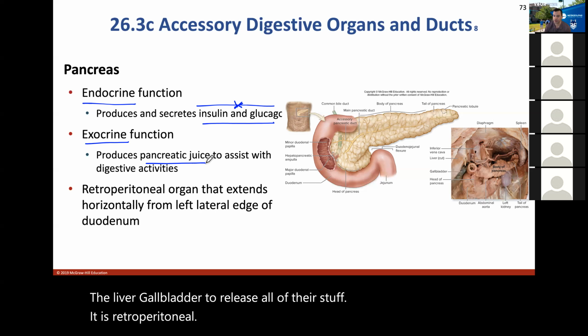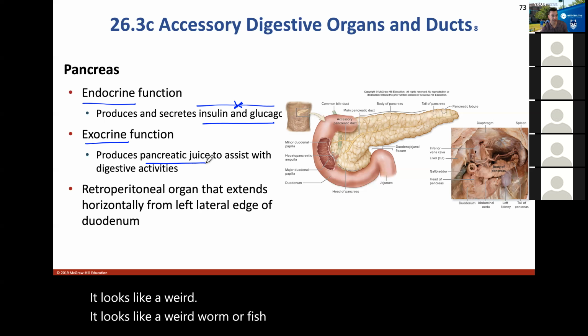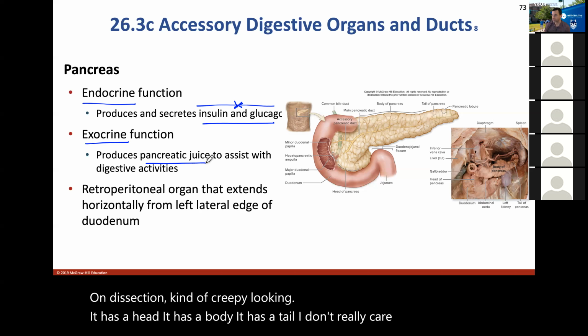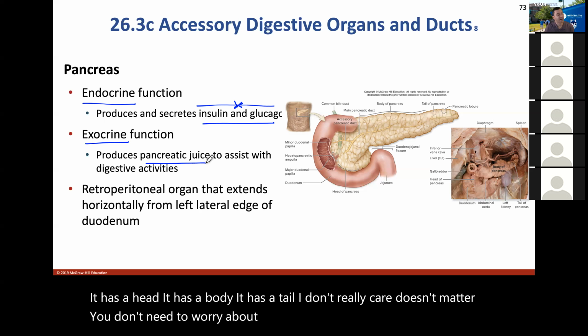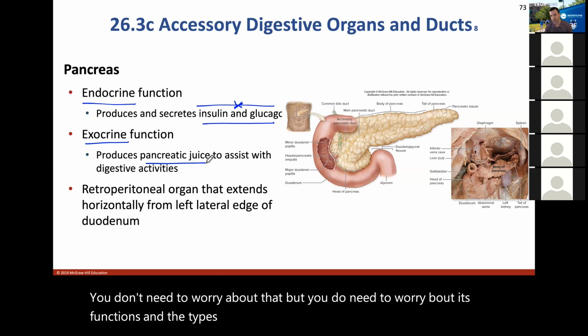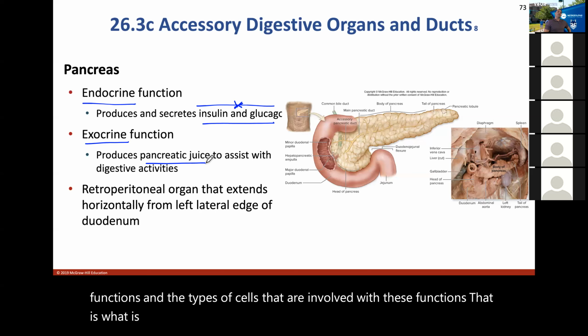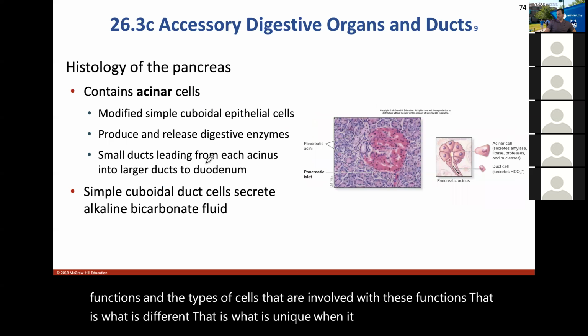It looks like a weird worm or fish when you look at it on dissection. Kind of creepy looking. It has a head, it has a body, it has a tail. I don't really care. Doesn't matter. You don't need to worry about that. But you do need to worry about its functions and the types of cells that are involved with these functions. That is what is different. That is what is unique when it comes to the pancreas.